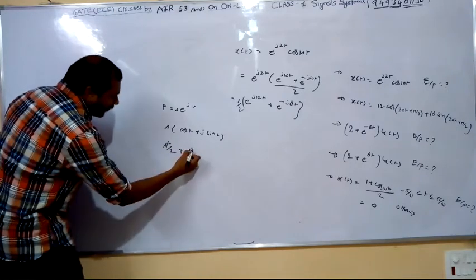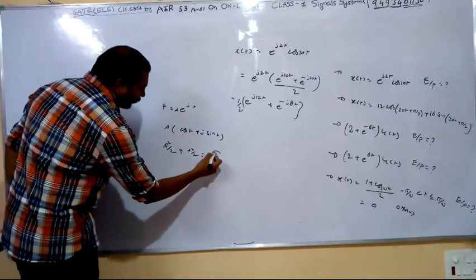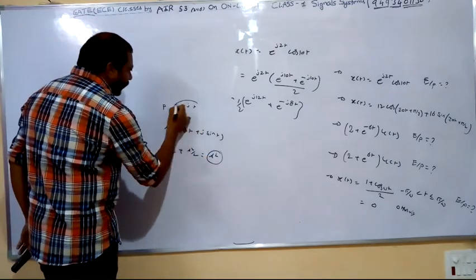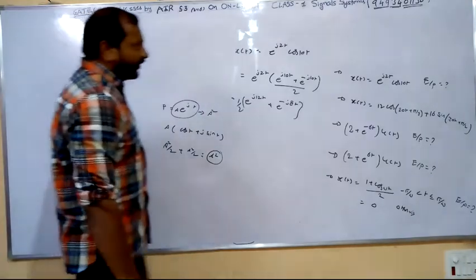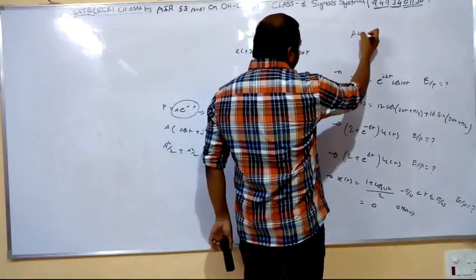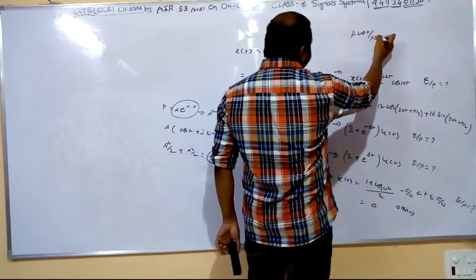Power of this A cos t is equal to A square by 2, and power of this A sin t is equal to simply A square by 2 only. So this is equal to A square. So the power of the phasor signal can be represented as A square only.